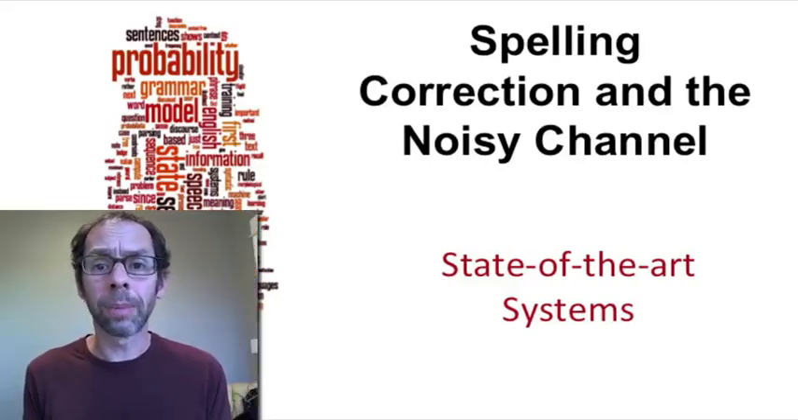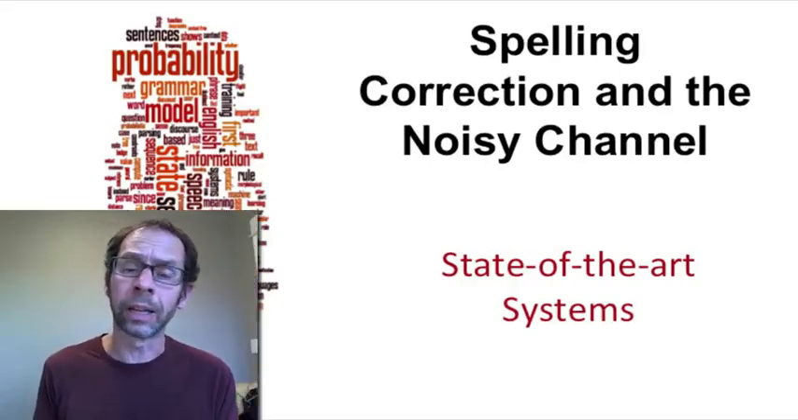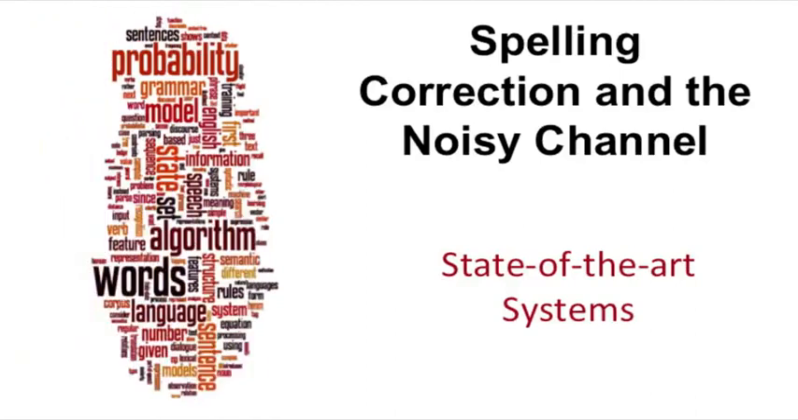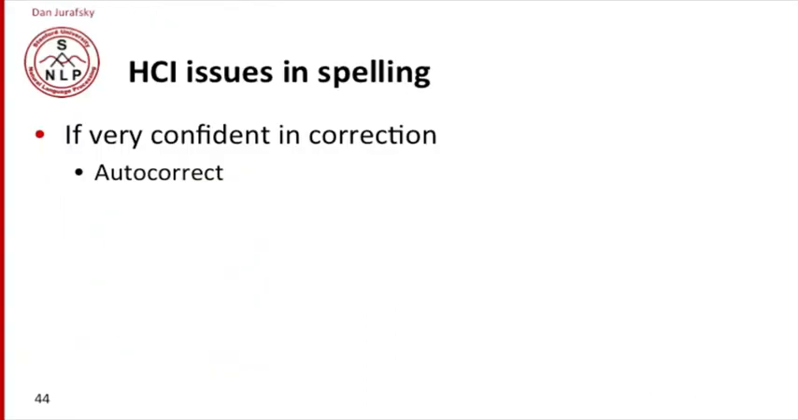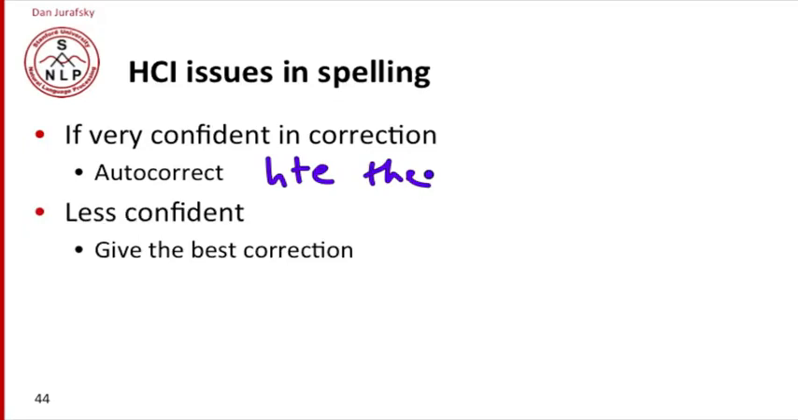There are a few more issues that come up in spelling correction that we want to include in any kind of state-of-the-art system. One is HCI issues, human-computer interaction issues. So if we're very confident in a correction, for example, we might want to autocorrect. And so that happens very often, as I talked about earlier, with the example HTE, which is a very common misspelling of THE. If we're slightly less confident, we might want to give a single best correction, but to the user to say yes or no to.